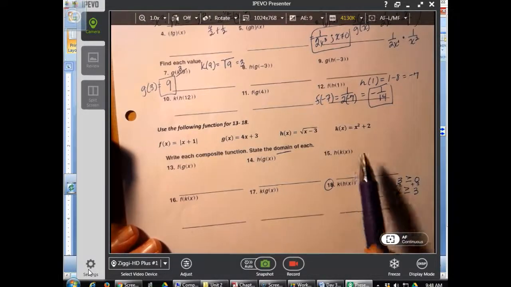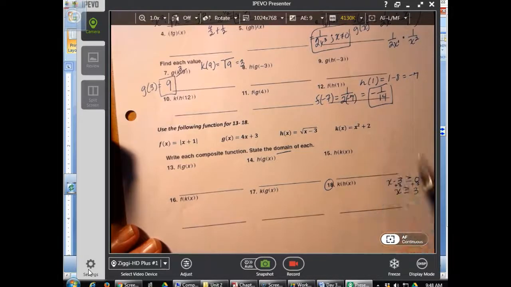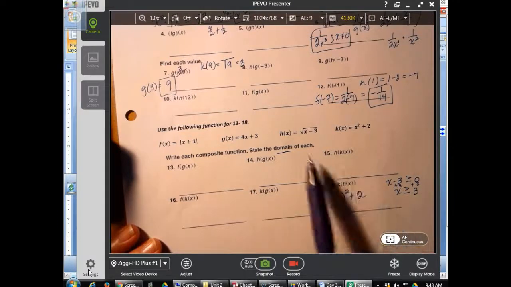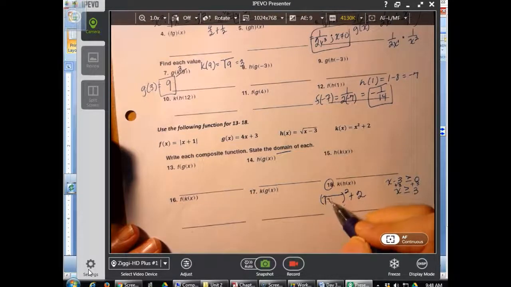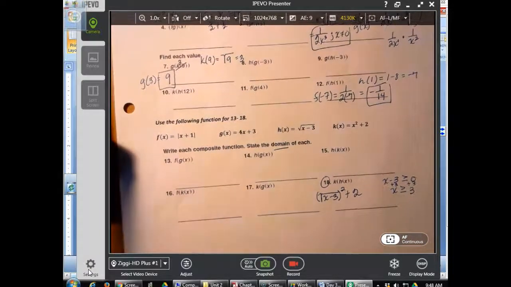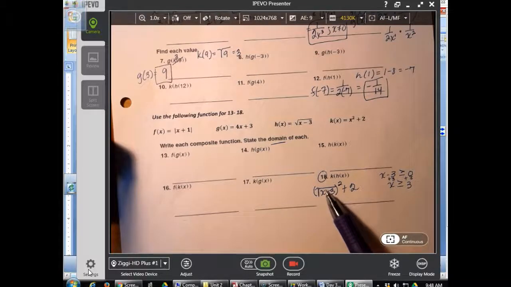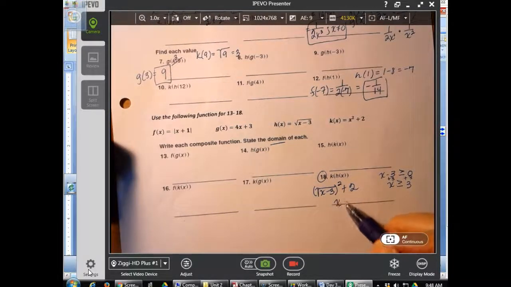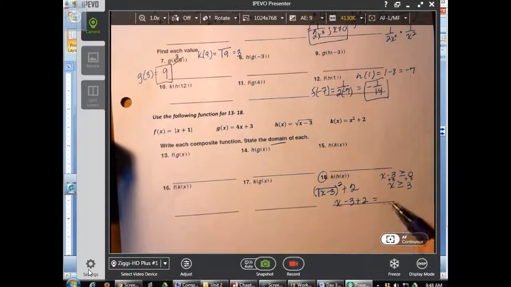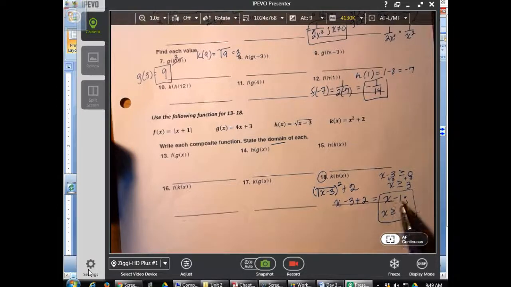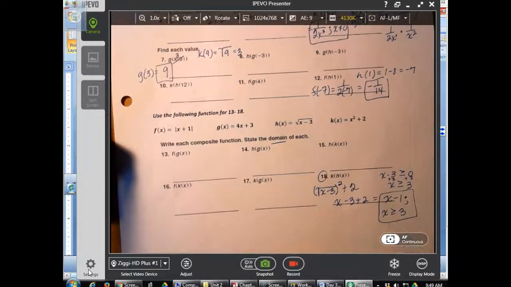So then let's go to k, and k is x squared plus 2, but I'm going to plug in the h function, which is going to be the square root of x minus 3, okay? So now, you guys remember that when you square the square root, they cancel each other out. So I just end up with x minus 3 plus 2, which is just going to be x minus 1. And I know my domain is x greater than or equal to 3. So this is my answer. So I have my new function. It's just a line, and it's x greater than or equal to 3.